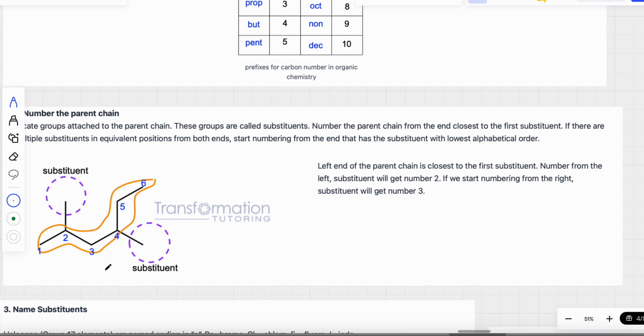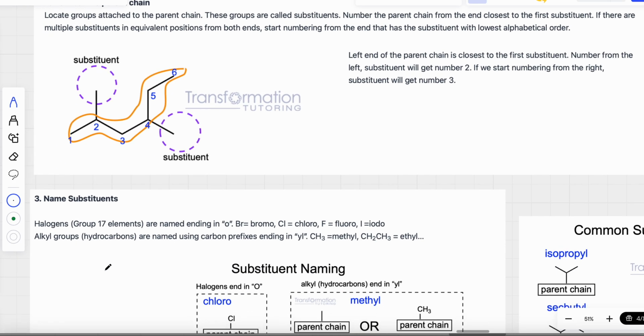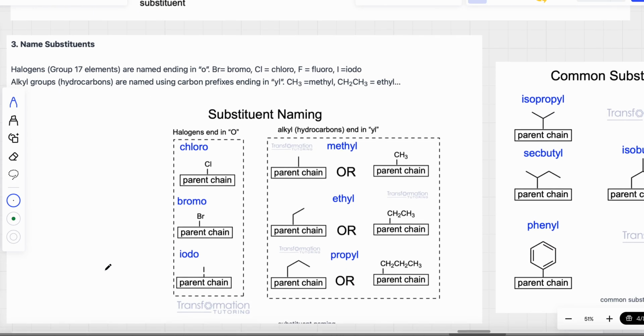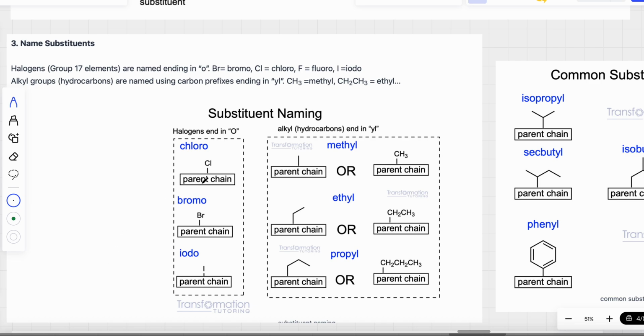After I have numbered my parent chain correctly, I then have to name my substituents. For the substituents, I could have multiple possibilities. They could be halogens. Halogens are group 17 atoms, for example, chlorine, bromine, iodine. And to name them, we end them in o. If I have a chlorine attached, this is called chloro. If I have a bromine attached, it's called bromo. If I have an iodine attached, this is called iodo.